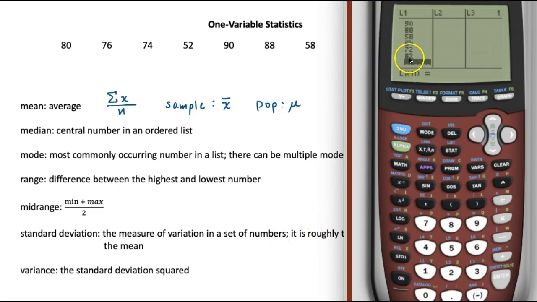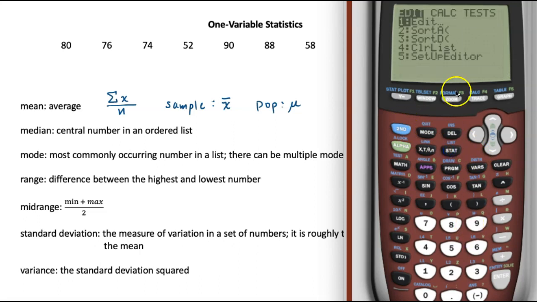All right, now that I've got that list created, I'm going to find a lot of these things by using the one variable statistics function on the calculator. And I can find this by clicking Stat and then going over to Calc and then clicking Enter on one variable statistics. This asks me for the list I'm using. I'm using list 1. Since this is not a frequency distribution, we can just leave that blank and then calculate. This gives us a lot of stuff.